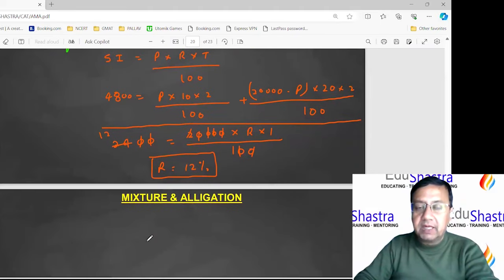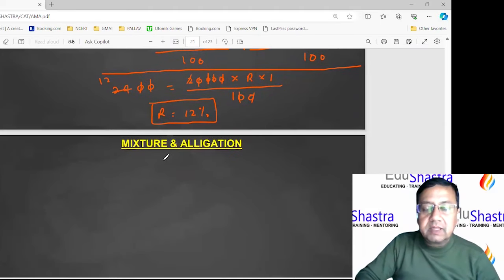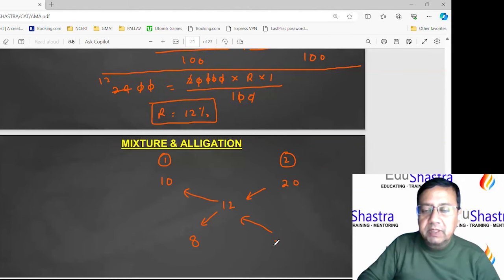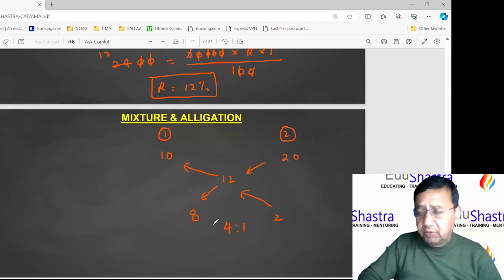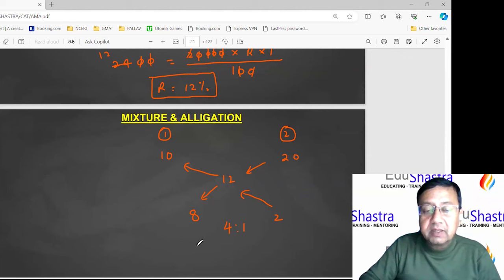So now you can use the alligation, right? There is a first part and a second part. This is invested at 10%, this is invested at 20%, and the weighted interest is 12%. From the bigger number subtract the average, which gives 8, and from the average subtract the smaller number, which gives 2, right? The ratio is 4:1. The total money is 20,000, which you divide in the ratio 4:1, so this becomes 16,000 and this becomes 4,000.